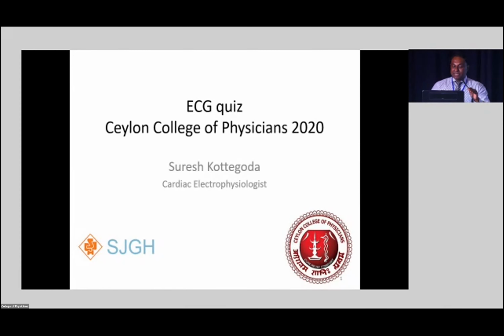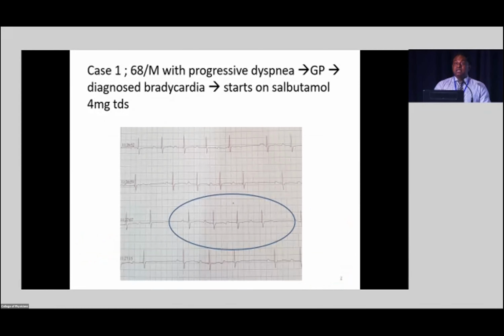Ladies and gentlemen, my task is to talk to you about a few ECGs. This is case one. A 68-year-old gentleman who came to us with progressive shortness of breath. He went to a GP first, who quite rightly diagnosed a bradycardia, and as the patient had symptoms, started him on oral salbutamol. This is the ECG that was taken before the salbutamol was started, the first ECG.